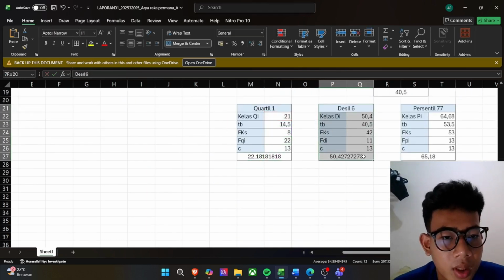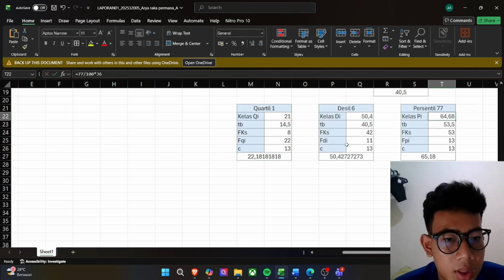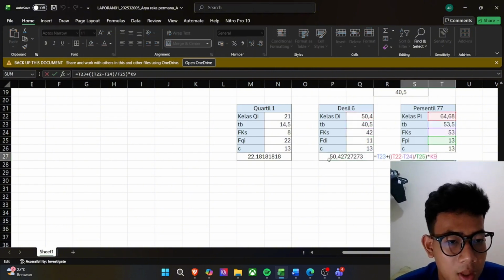And we have the same formula for the decile. It is 6 divided by 10, and the class of the percentile is divided by 100. But the rest is the same as this. The formula here is the same as the other.